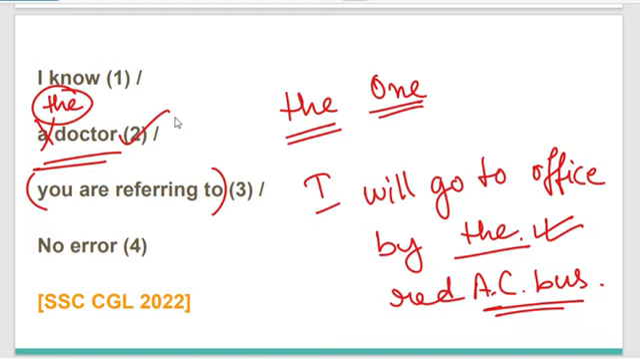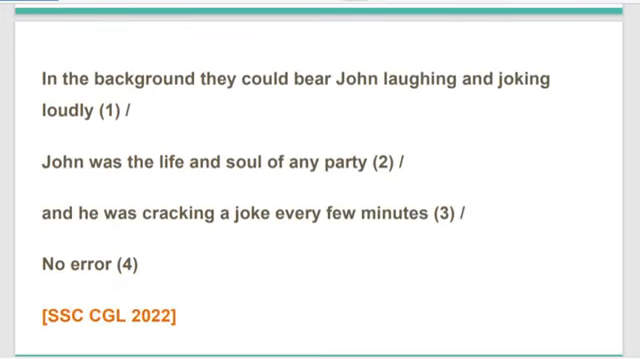Now coming back to this sentence, I hope this sentence is clear. Basically it's about a person whom we know, and we are just specifying the person, that I know the doctor you're referring to. Hope this question is clear to you. Moving to the next question. Let's read out the next question.